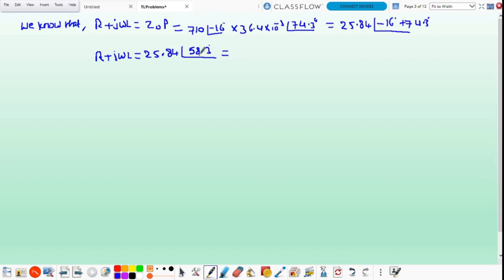Converting this polar form into rectangular form using calculator, the real part of this polar form is 13.68 plus J 21.93. How to convert this polar form to rectangular form? I provided the video link in the description box, so please refer to that video link. So this is the rectangular form R plus J omega L. Equating on both sides, real and imaginary part. Comparing on both sides.